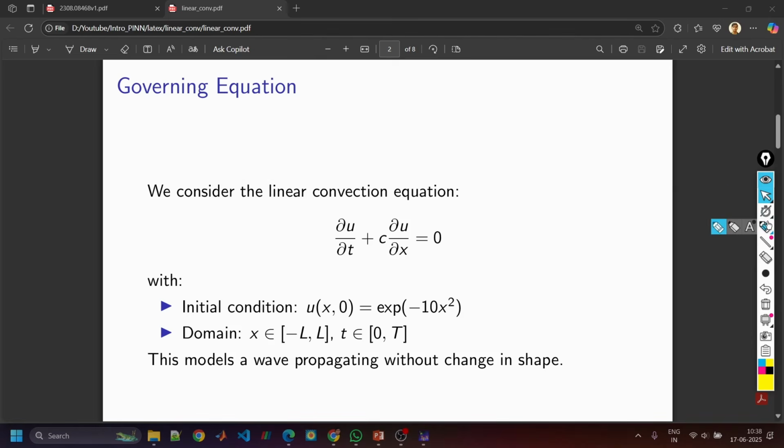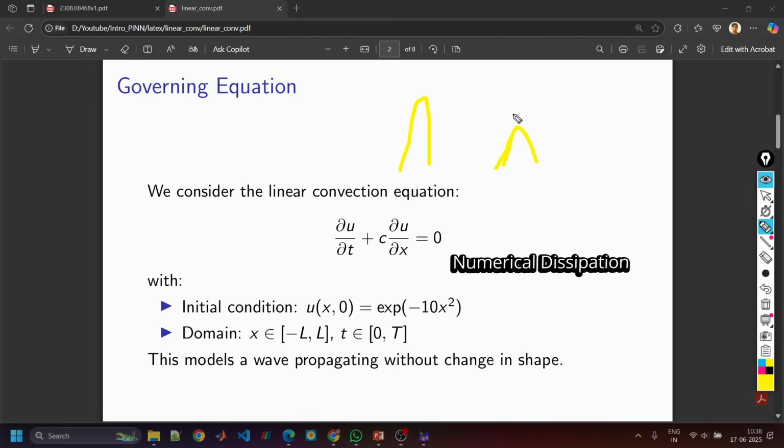If our scheme is dissipative, for example, let's say we have a Gaussian pulse having amplitude 1. Once we solve using any numerical methods or any schemes, over time the amplitude of the wave decreases and is spread over several grid points. This phenomenon we call numerical dissipation.